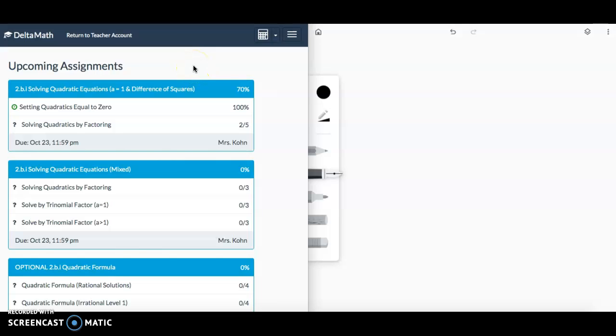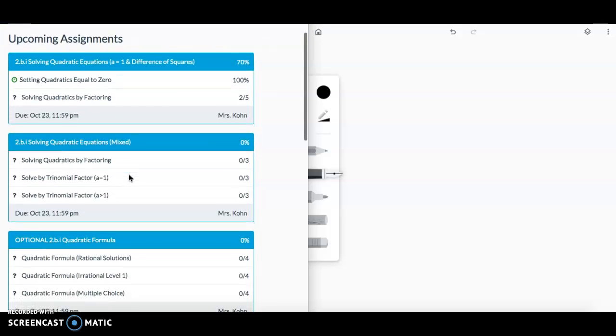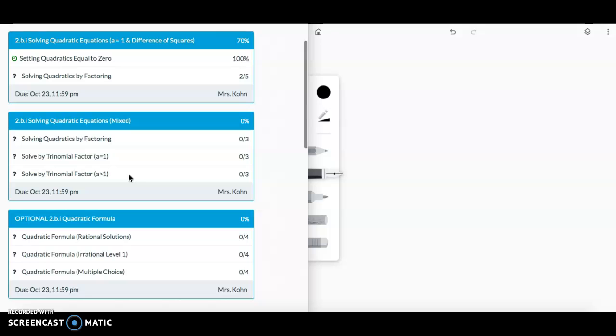Hey guys, in this video we're going to go through the 2.b.i solving quadratic equations mixed assignment. It's kind of a combination assignment with different factoring pieces and practice.